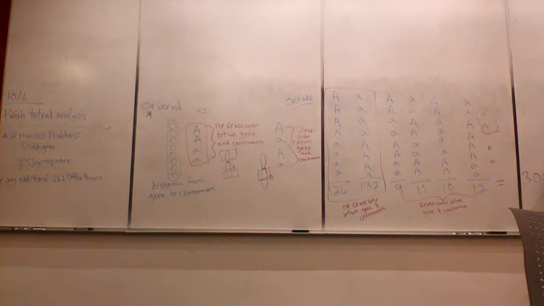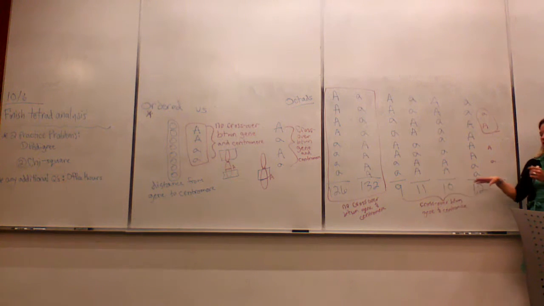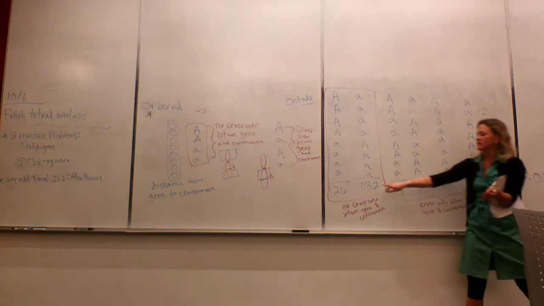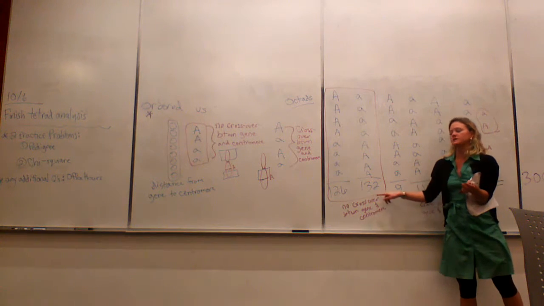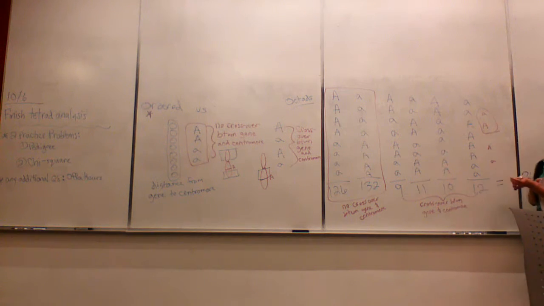And the way you guys will see that too, to double check, is by looking at the numbers. So you should have 4 classes that are all fairly small numbers and somewhat equal, right? 9, 11, 10, 12. And then you should have 2 classes that are much higher in number that represent the ones that did not have a crossover between there.